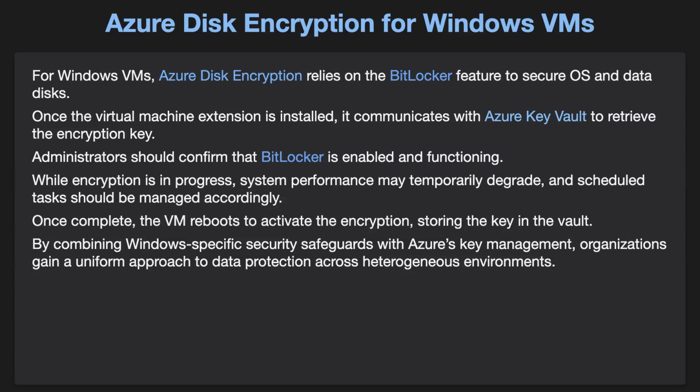For Windows VMs, Azure Disk Encryption relies on the BitLocker feature to secure OS and data disks. Once the virtual machine extension is installed, it communicates with Azure Key Vault to retrieve the encryption key. Administrators should confirm that BitLocker is enabled and functioning. While encryption is in progress, system performance may temporarily degrade, and scheduled tasks should be managed accordingly. Once complete, the VM reboots to activate the encryption, storing the key in the vault. By combining Windows-specific security safeguards with Azure's key management, organizations gain a uniform approach to data protection across heterogeneous environments.